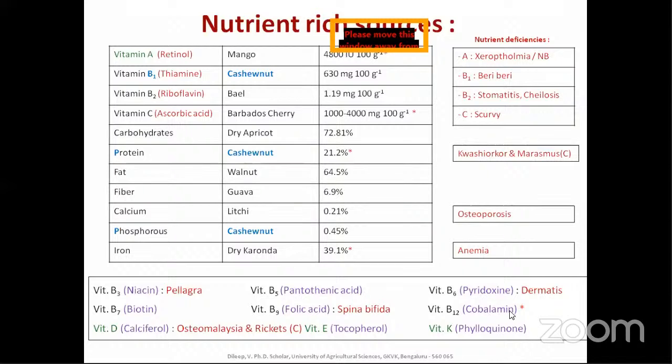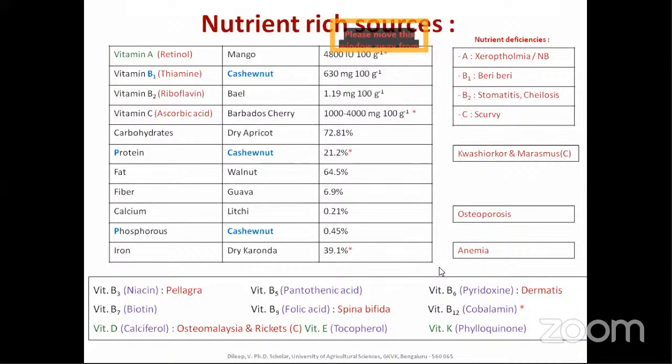Here there was a question. Why have I put a star mark? Which one of the following vitamins contains the element cobalt? The name itself indicates it is cobalamin, so it contains cobalt. And folic acid is related to spina bifida. It was also one of the asked questions in the JRF exam, and also B3. So these are the ones you should definitely know.